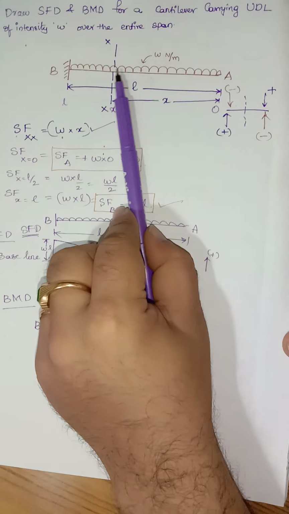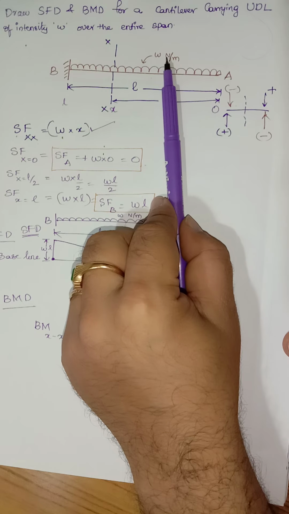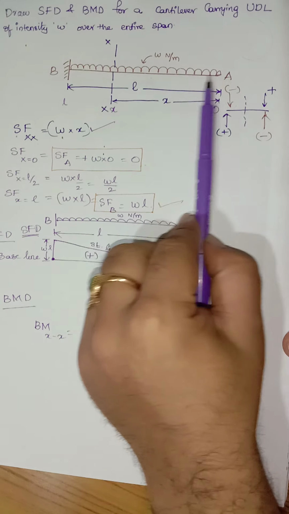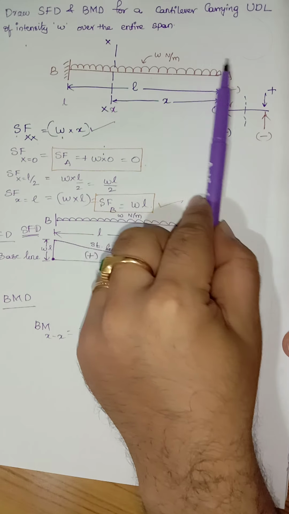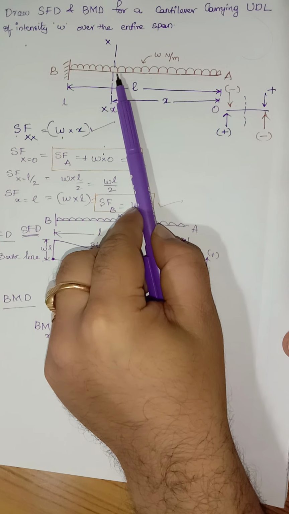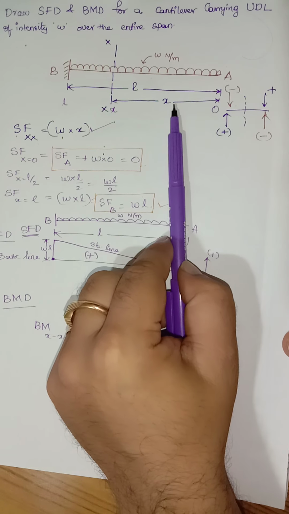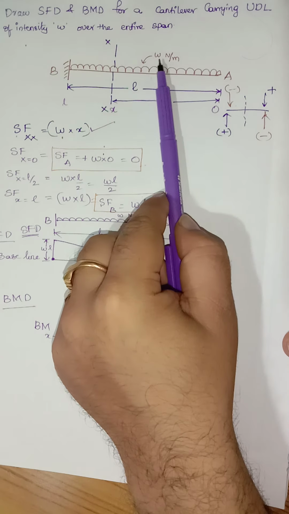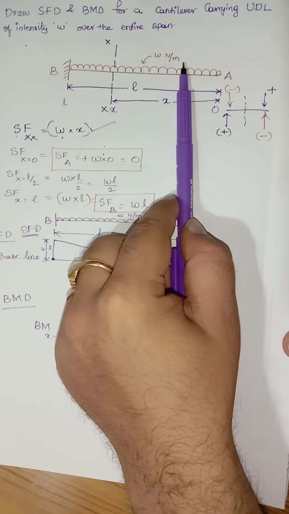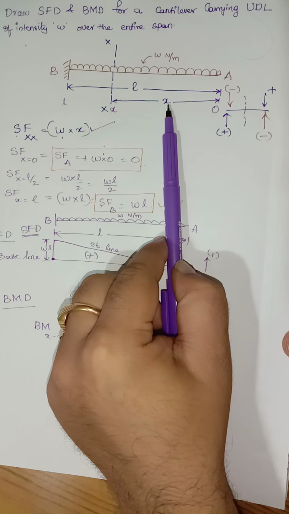Okay. Now, how many forces are acting towards the right side of the section? There is only one force, that is W Newton per meter. What will be the intensity of this load? The intensity of this load will be W multiplied by X. Why W multiplied by X? This entire span is equal to X. The span is X and the load is W Newton acting over 1 meter. So the total load will be equal to W multiplied by X.